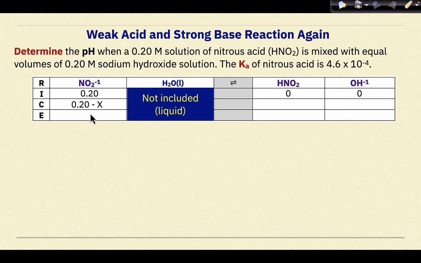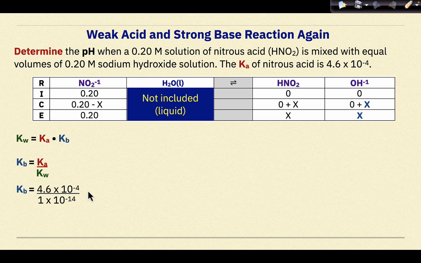Some amount of NO2-1 ions will react with the water to produce HNO2 and OH-1. We will assume that x is small based on the Ka value. Therefore, at equilibrium, the values in the RICE table will be 0.20, x, and x. The Kb value is needed, so we will use the formula Kw is equal to Ka times Kb. We will rearrange the formula to solve for Kb, substituting the values into the equation. The Kb is determined to be 2.17 times 10 to the negative 11.